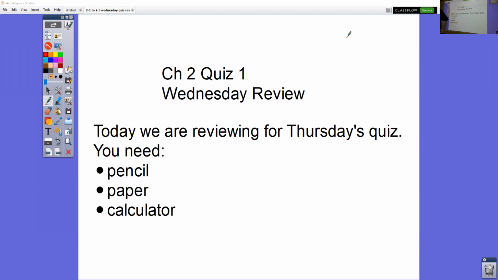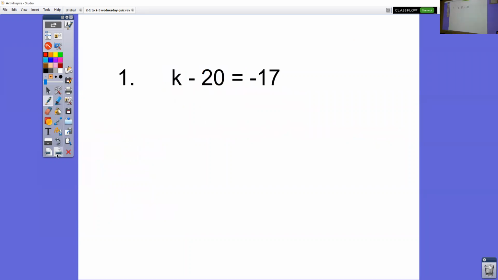So the first question says k minus 20 equals negative 17. Anytime that you are solving an equation, you always want to try and get the letter all by itself. So you always want to do the opposite operation. If it's an adding question, you want to subtract. If it's a subtracting question, you want to add. If it's multiplying, you want to divide. If it's dividing, you want to multiply. Go ahead and try question number 1. Please pause the video now.